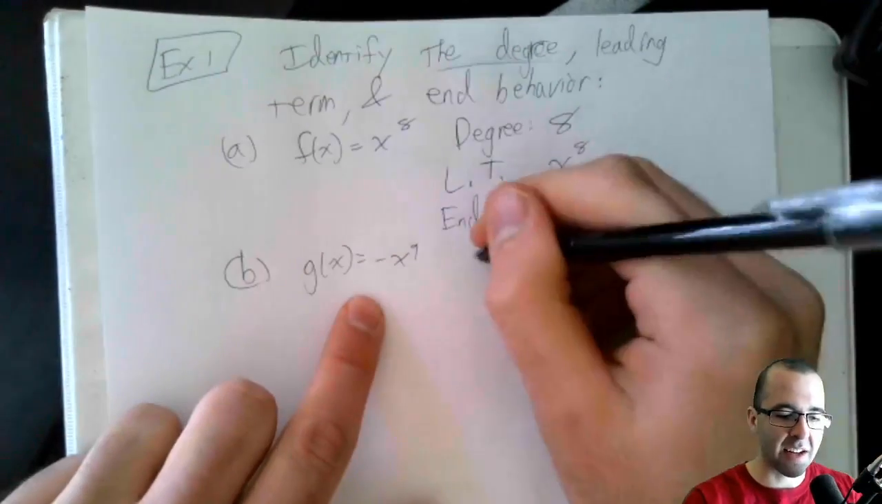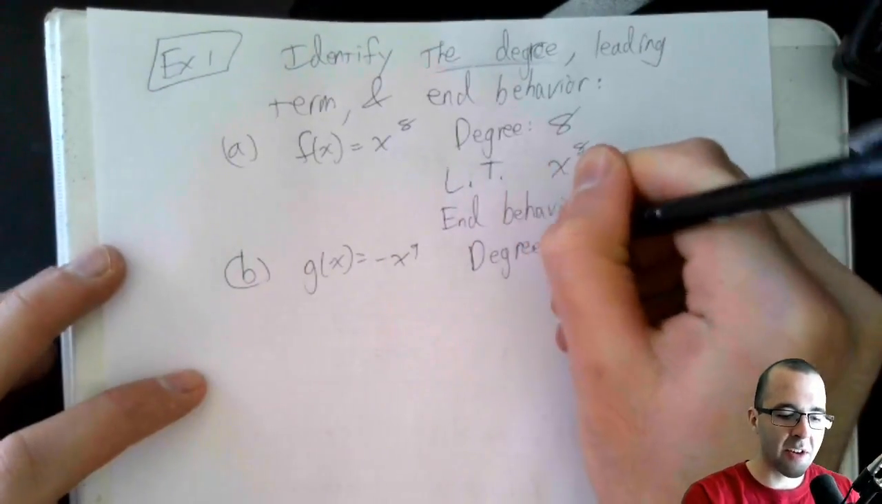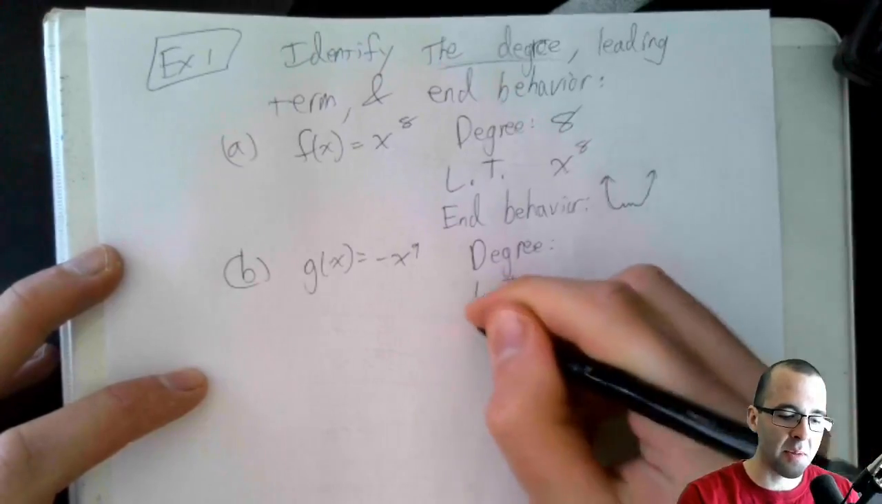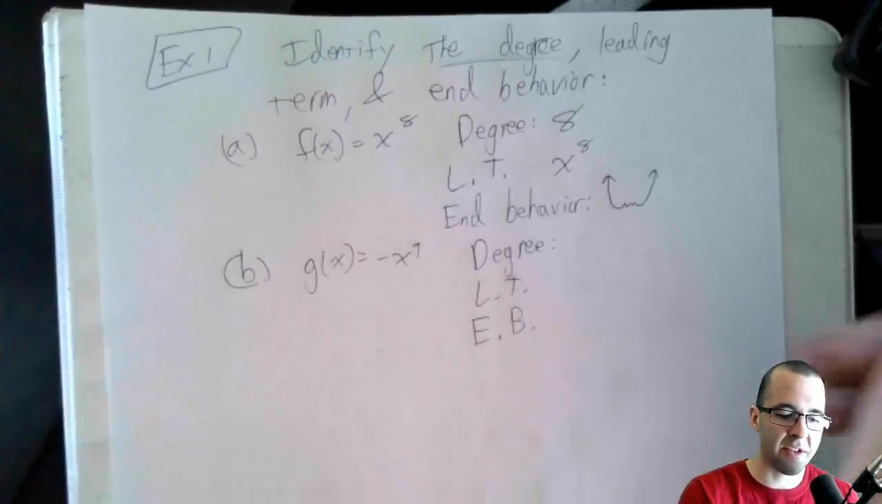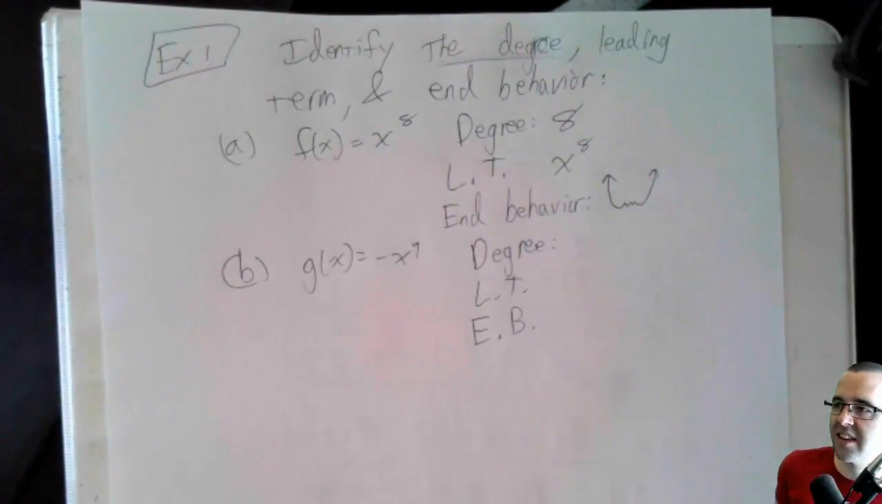So let's just do the same thing. One of you tell me the degree here. One of you tell me the leading term. Someone else tell me the end behavior for this function. G of x equals negative x to the ninth.